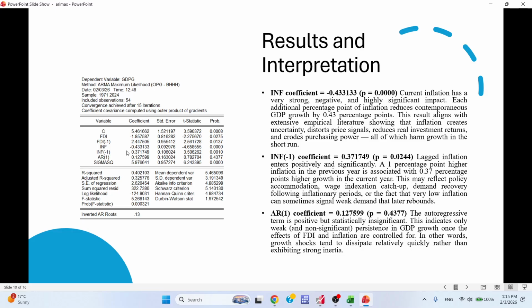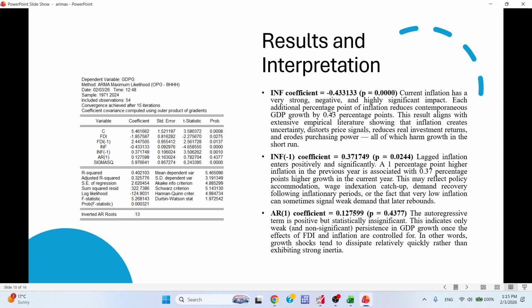So the next interpretation is for inflation current value and inflation lag value. In the case of inflation at current value, we are observing a negative relationship, that it is affecting our dependent variable in a negative way, while the lag shows a positive relationship with the dependent variable. The inflation coefficient value is minus 0.43 and its probability value is 0.00, that is highly significant.